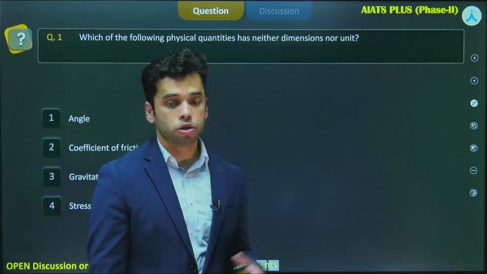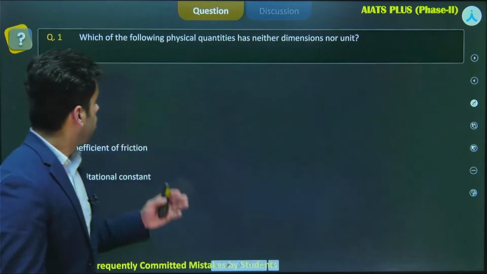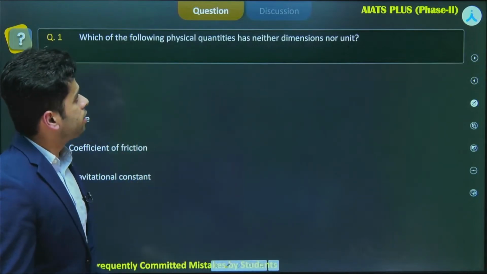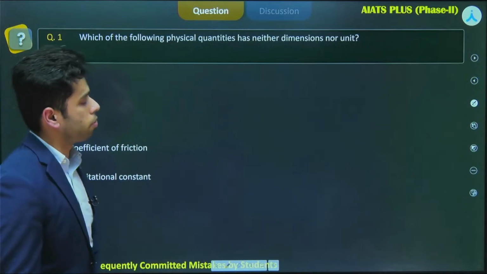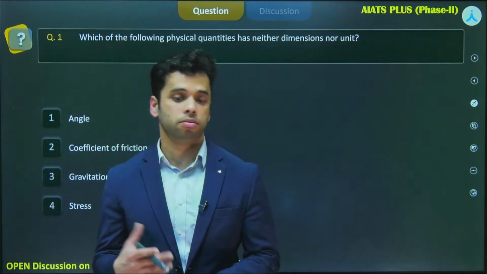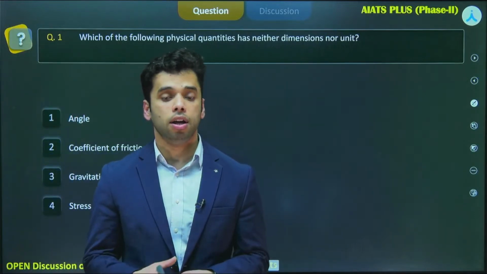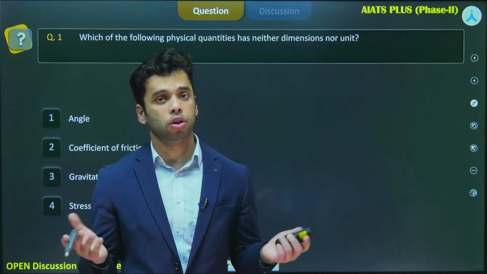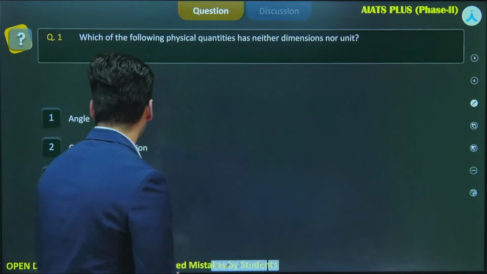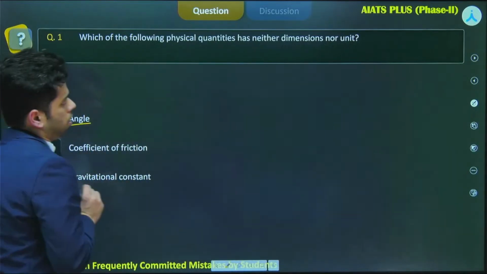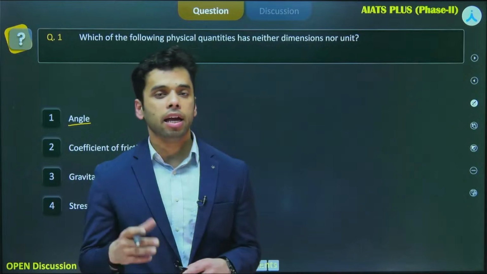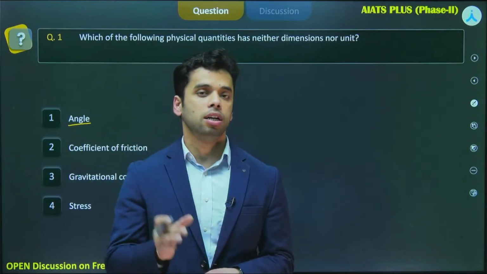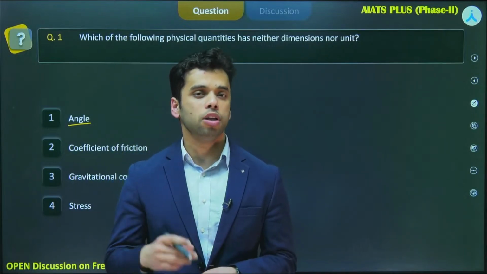And there is your next problem. It says, which of the following physical quantities has neither dimensions nor unit? So this time, okay, someone is commenting the answer, very well. We have to find the quantity which has neither dimensions nor unit, right? And the first quantity right in front of you is angle. All of you know that angle is a dimensionless quantity, but angle does have a unit. What is the unit of an angle?